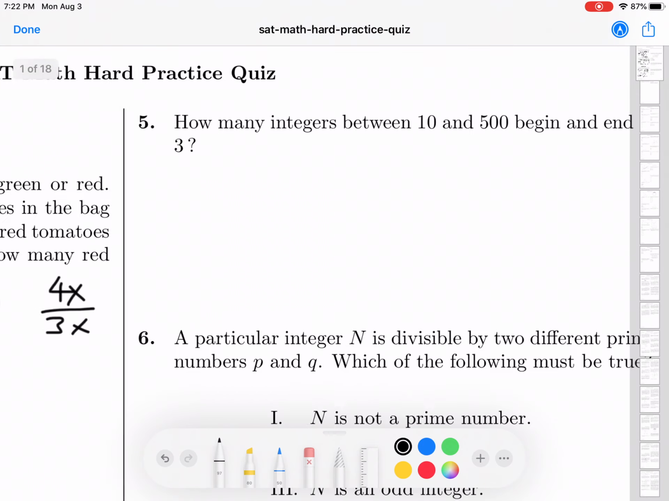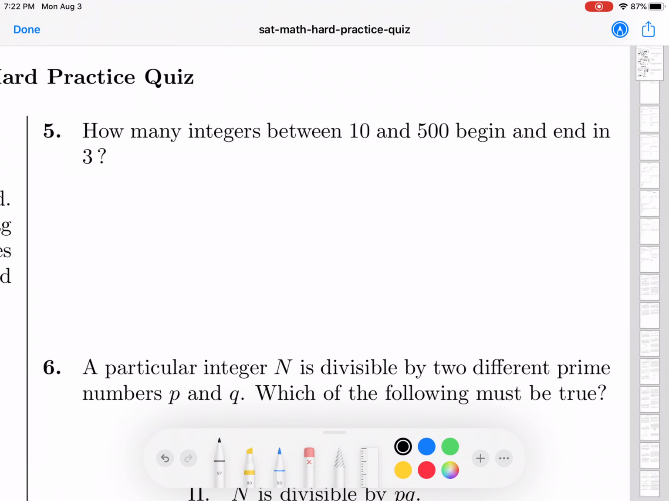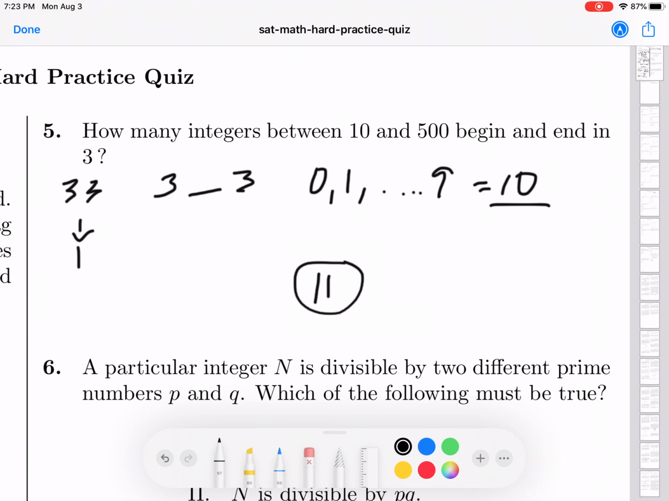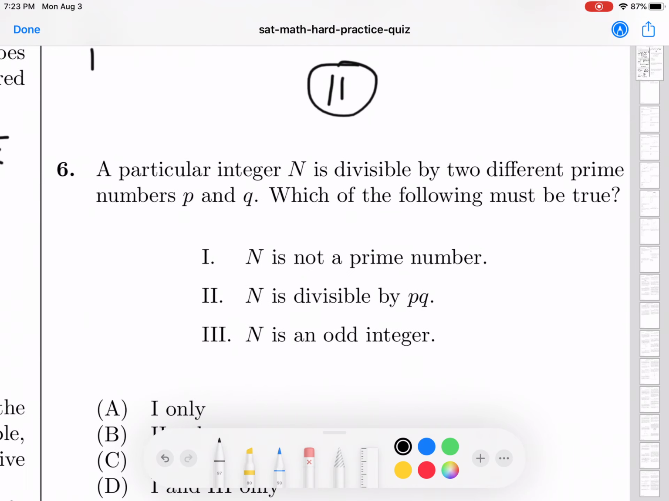How many integers between 10 and 500 begin and end in 3? So between 10 and 100, just looking at 2-digit integers, there's 33 in that set. Then for the 3-digit integers up to 500, it's going to be 3, something in the middle, and end with 3. That something in the middle can be anything from 0 up to 9, which is 10 digits. So this one option, plus these 10 options, gives 11 total integers.